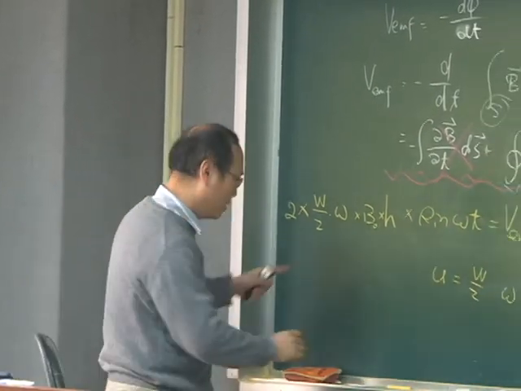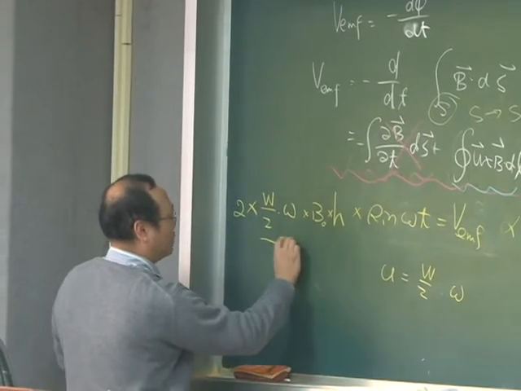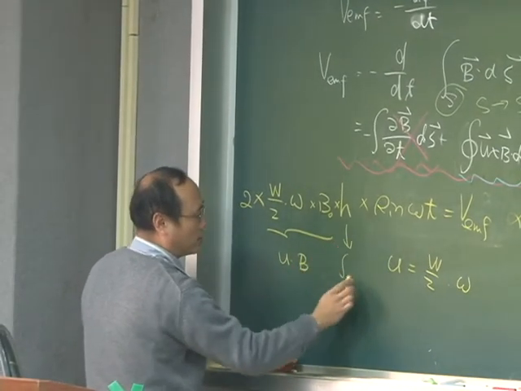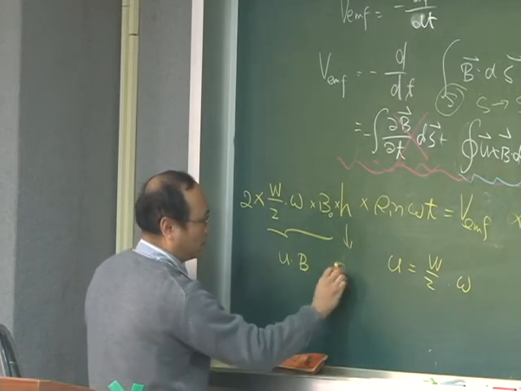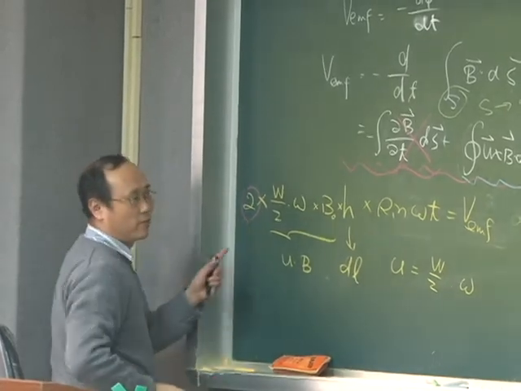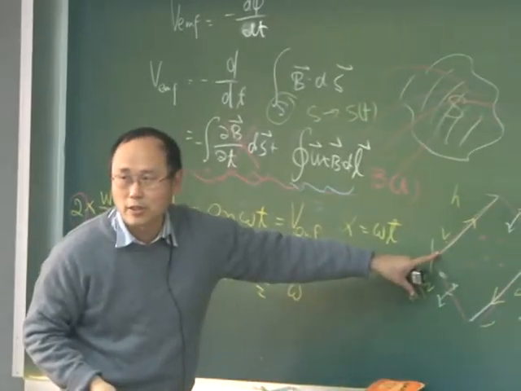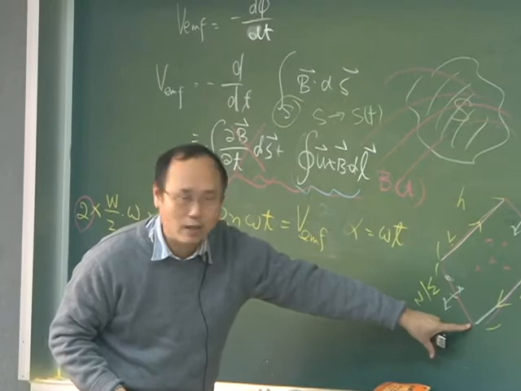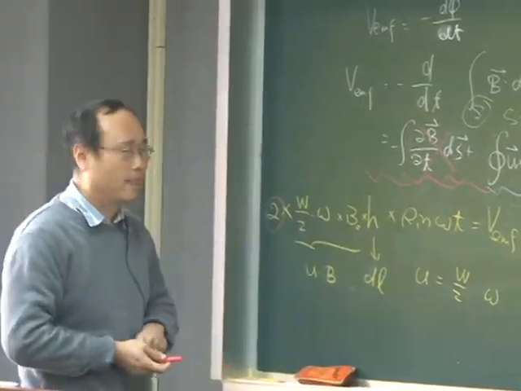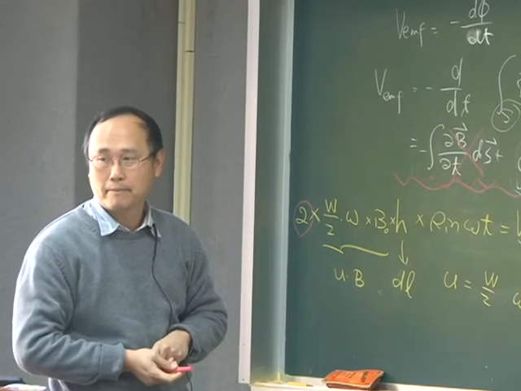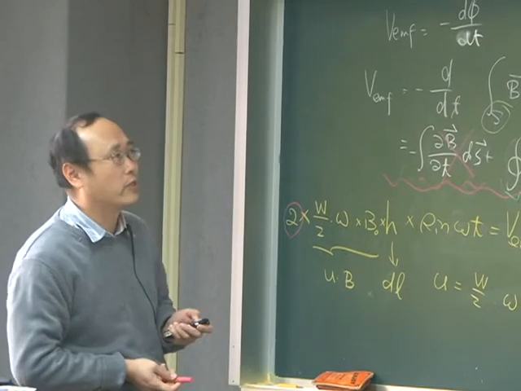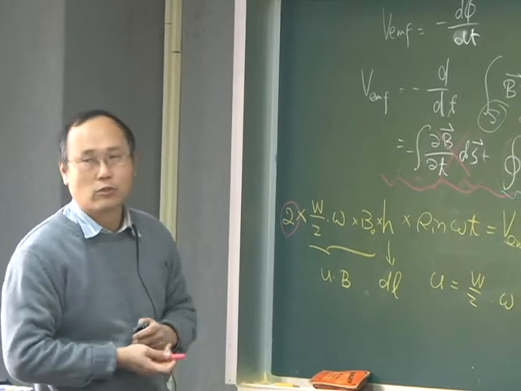OK，这个是来自 U 乘上 B，这个是来自 integration of dl. And this 2 comes from the top section of the wire and the bottom section of the wire. Okay. So this is how you calculate the induced voltage on this current loop.